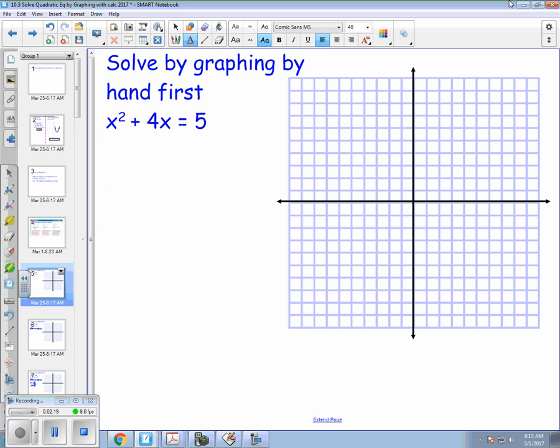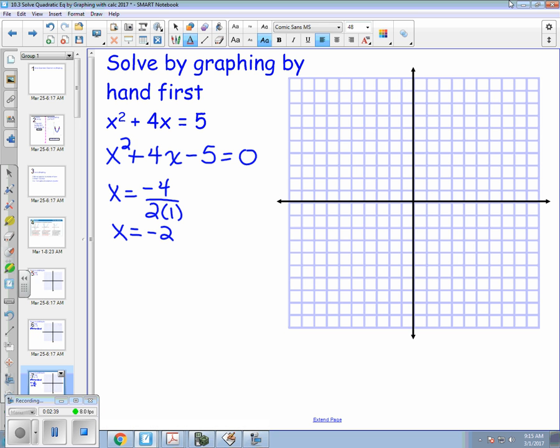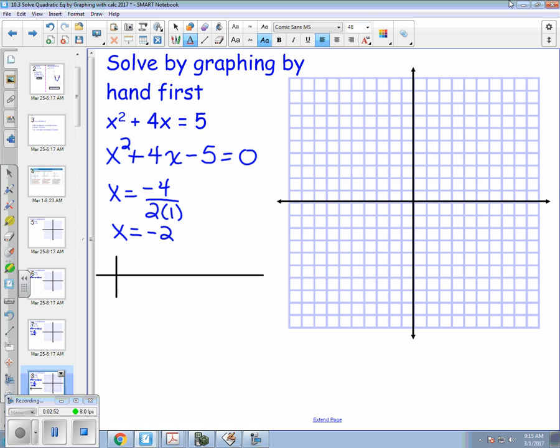We are going to solve this equation graphing by hand first to show you how things work. First of all, move your 5 over to the other side so that you have 0 on your right-hand side. Then we find our axis of symmetry, the x-coordinate of our vertex, negative b over 2a. So we find out that x is equal to negative 2, and we're going to set up then our xy table. When we set up our xy table, x is across the top, y is on the bottom, and our vertex we're going to set in the middle.